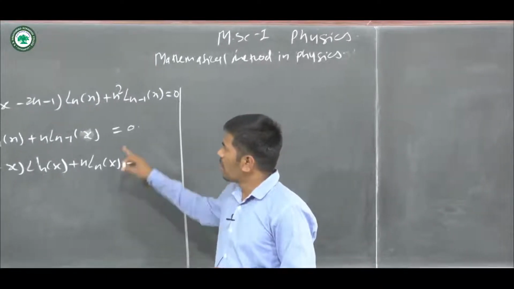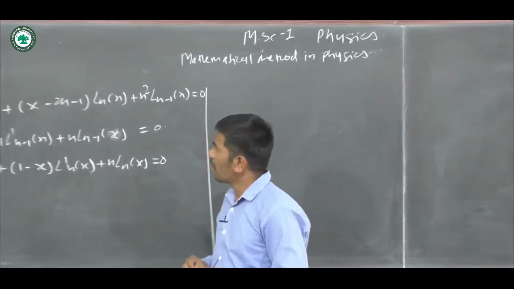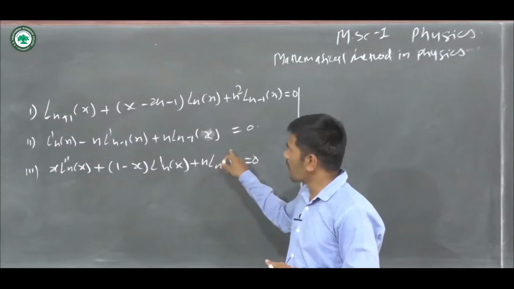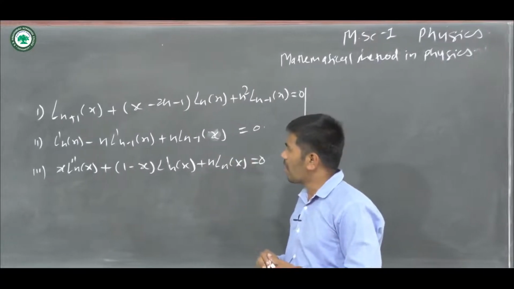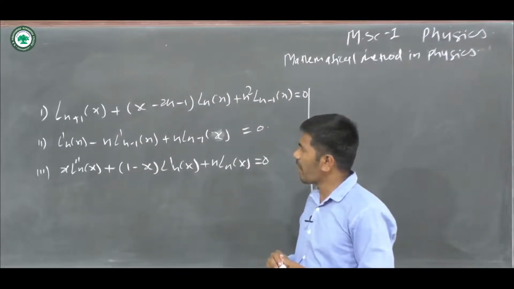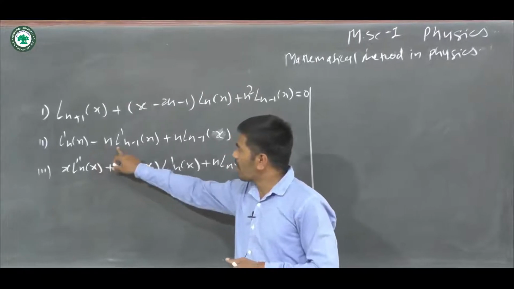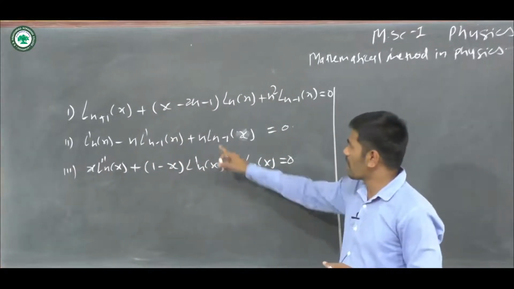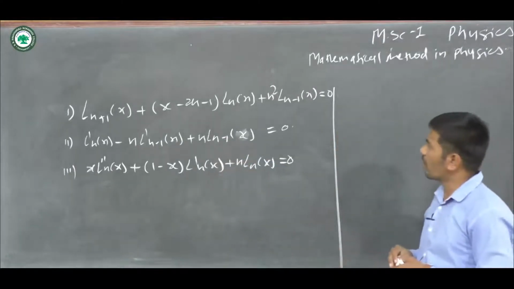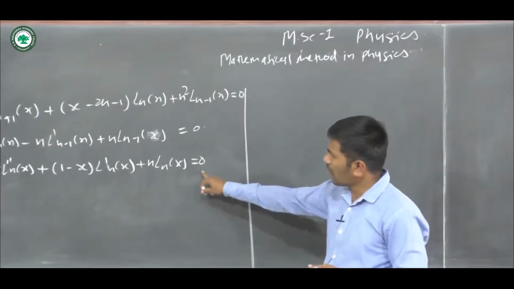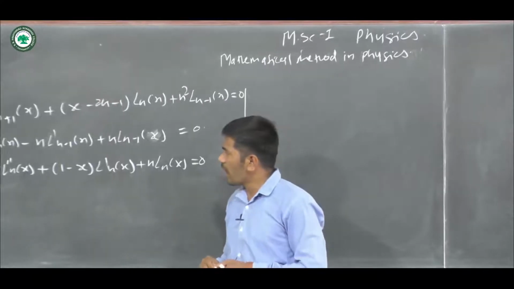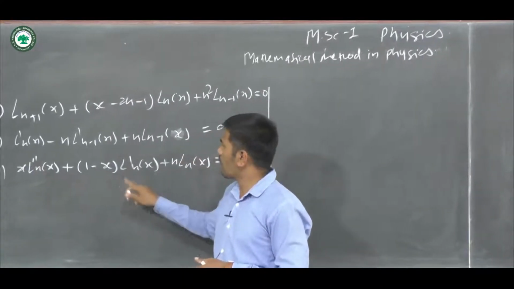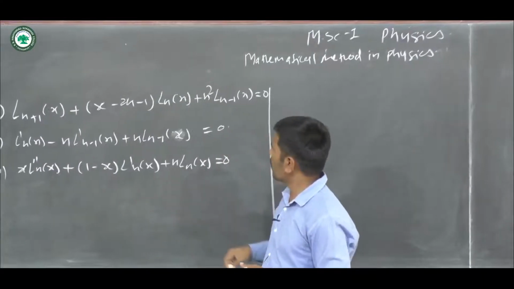Here these three relations, the first one we already discussed in the last class. Now in this lecture we are going to discuss the second recursion relation, that is L'_n minus n into L'_{n-1} plus n into L_{n-1}, where L is a Laguerre polynomial, a function of x. And this is the third recurrence relation, x into L''_{n+1} minus x into L'_n plus n into L_n.